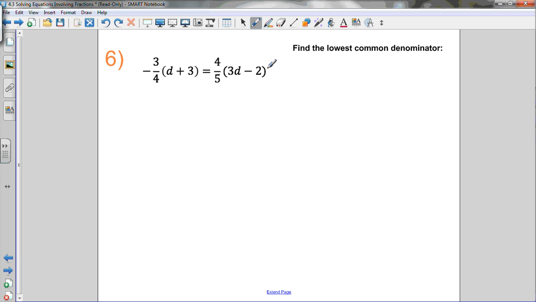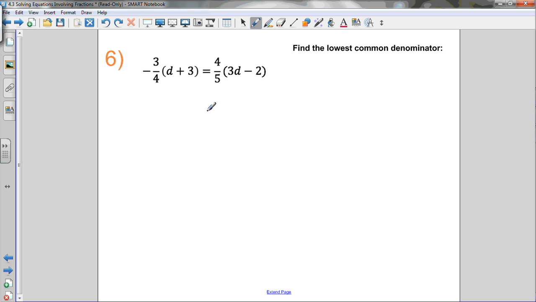Number 6. So another equation where we have two fractions that we don't want to distribute, because if we distribute these fractions, it's going to make this question a lot more difficult. What we want to do is just get rid of the fractions right off the bat. I know I do that by multiplying both sides of the equation by the lowest common denominator of 4 and 5. So my denominators are 4 and 5.